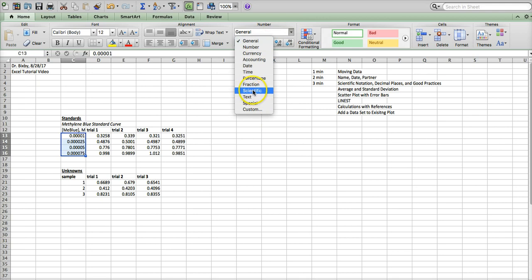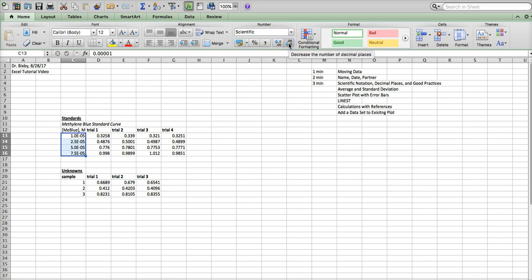And right here on this list, you've got a fraction, a percentage, etc., but you could also have scientific notation. So I'm going to hit scientific notation, and it's going to give me scientific notation. Generally, it gives you 2 decimal places after the decimal. You can change how many decimal places it gives you by using these buttons if you have them.